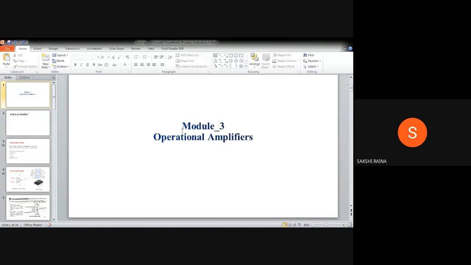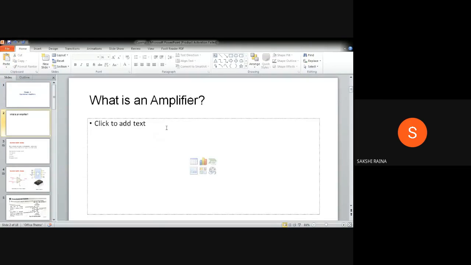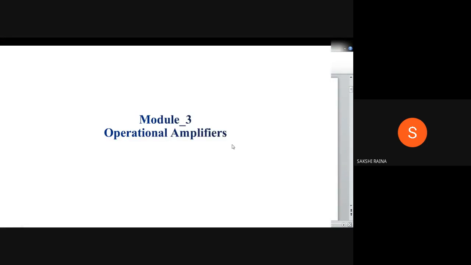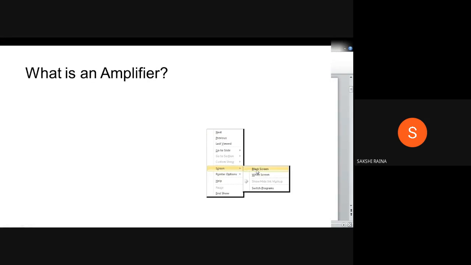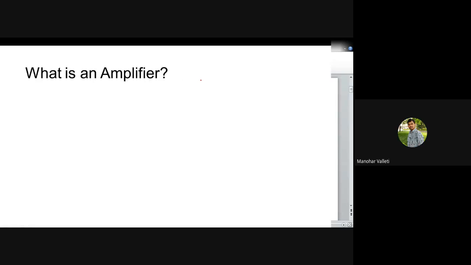So before starting about this operational amplifier, we'll just see what an amplifier actually is. Actually, an amplifier is an electronic circuit which varies the signal parameter. The signal parameters are voltage, current, and power. If you apply some sinusoidal waveform at the input, you will get the sinusoidal waveform at the output of the amplifier with increased voltage.